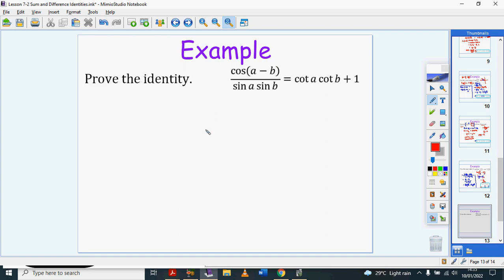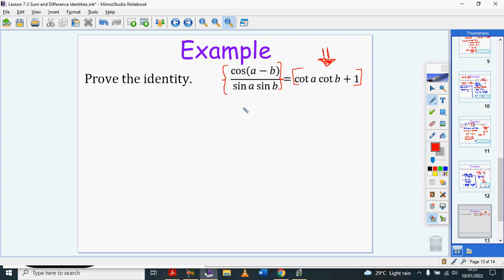So I have cosine of alpha minus beta divided by sine alpha times sine beta, and they want me to show that it's equal to this funny expression. Now, every time you see these expressions and they're asking you to prove identities, please don't look at the end product and be scared. Just look at what you've been given and start with what you know.